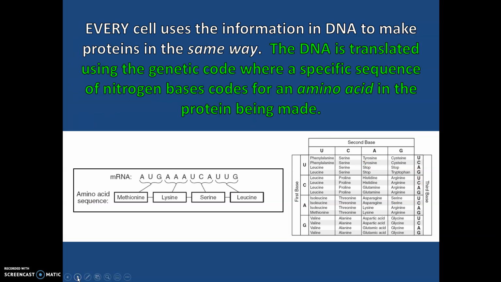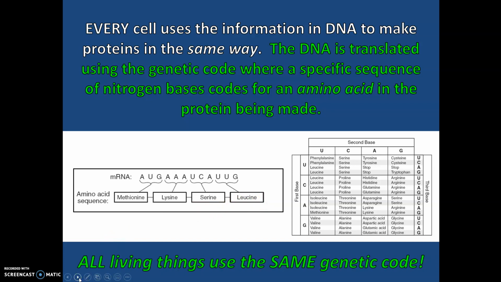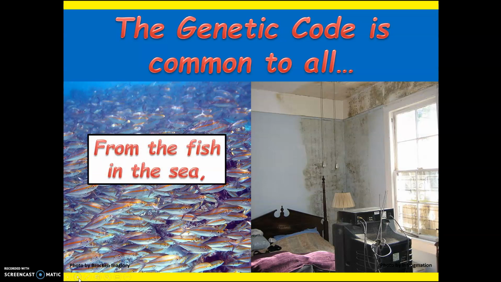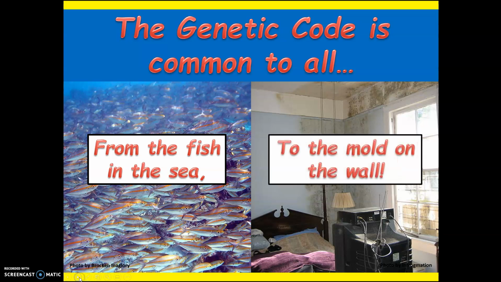So every cell uses the information in DNA to make proteins in the same way. The DNA is translated using the genetic code, where a specific sequence of nitrogen bases codes for an amino acid in the protein being made. So we have here a section of mRNA, which is something we'll discuss later, but every 3 letters will give us an amino acid. So AUG gave us methionine, AAA gave us lysine, UCA gave us serine, and UUG gave us leucine. And remember, all living things will use the same genetic code, whether it's bacteria, plant, fungi, humans. We all use this genetic code. So here's a little rhyme for you to remember. The genetic code is common to all, from the fish in the sea to the mold on the wall.